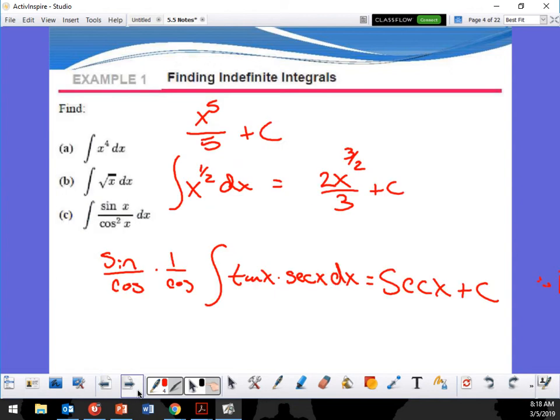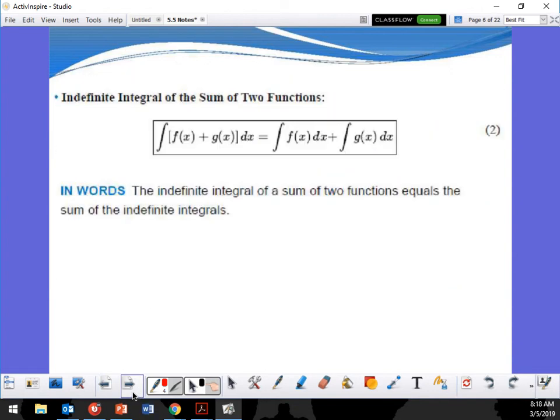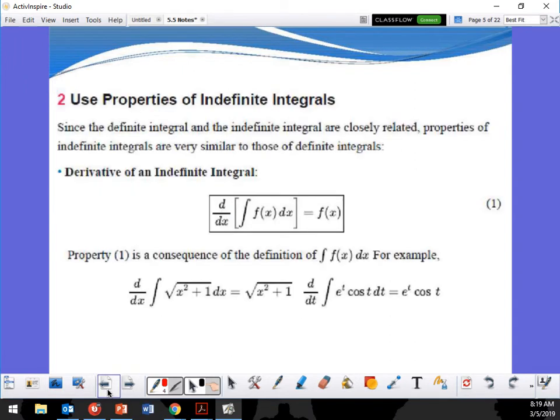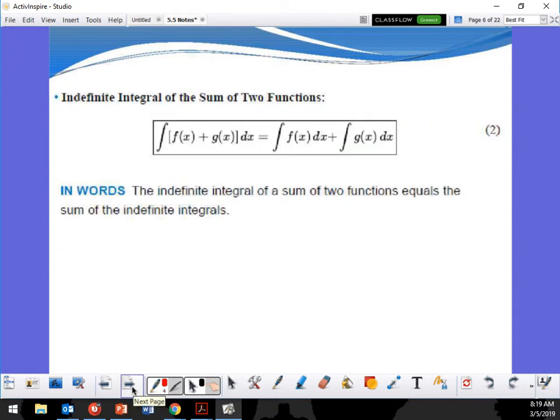This is just the properties for it. The indefinite integral of a sum of two functions: I could separate it into two separate functions. That's the same thing we did before, but now this is with C, so there are no bounds. But why is there no plus C? Good question. Did I take the integral of it? If I take the integral of it, it's going to be capital F plus capital G plus C.